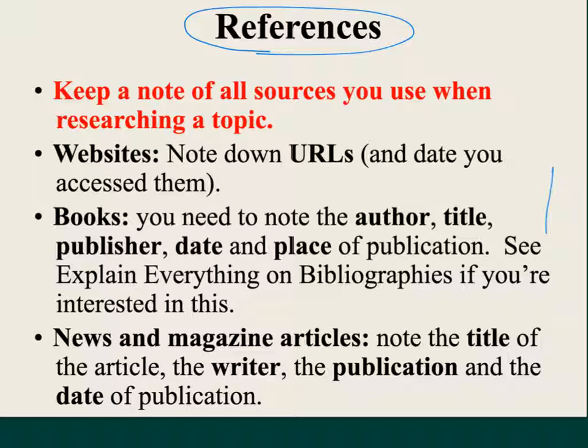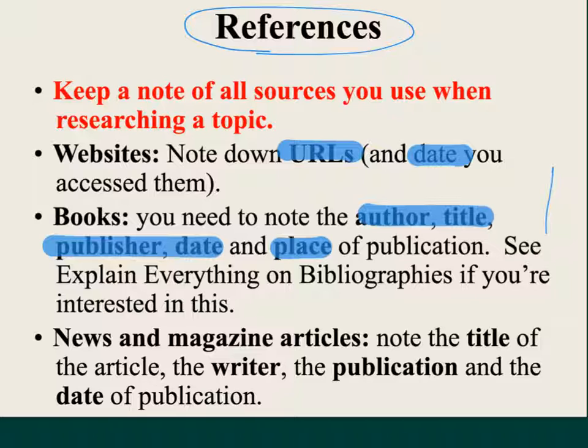For now, make sure you've noted these facts for each source. For websites, you need to note down URLs and also the date that you accessed them. For books, you need to note down the author, title, publisher, date and place of publication. There is an Explain Everything on bibliographies if you're interested in this. For news and magazine articles, note the title of the article, the writer, the publication and also the date of publication.